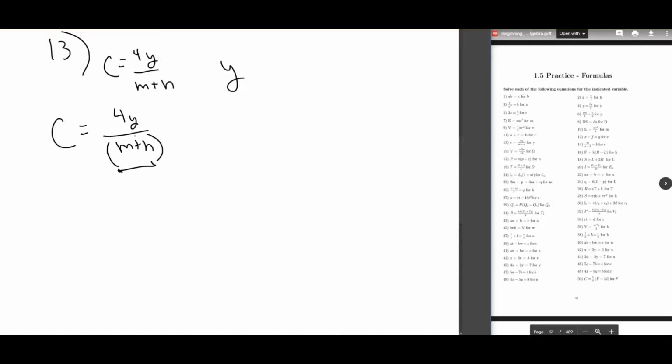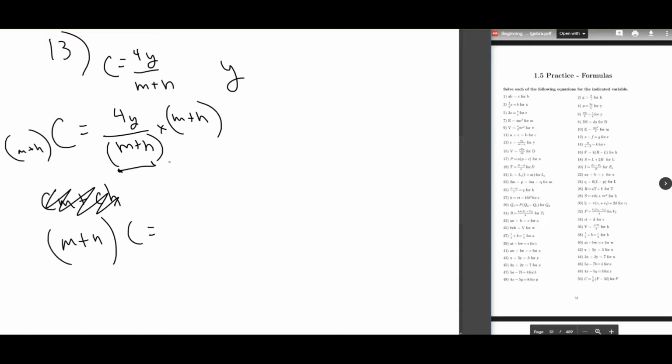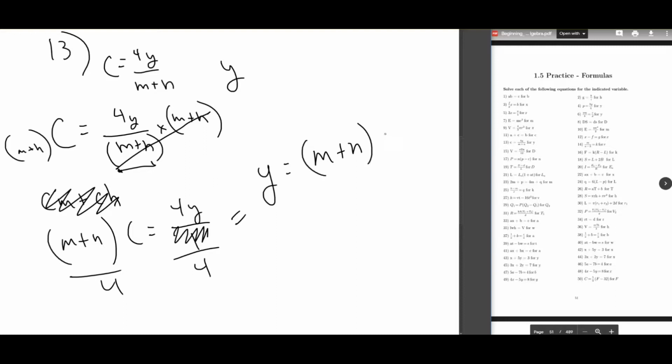And therefore, I can multiply m plus n here, and then I can multiply m plus n here. So what do I got? I got Cm plus Cn. Actually, I don't even need to do that. Just leave it like that. M plus n times C equals, and this cancels out, 4y over 1. Now we're solving for y, so we have to divide both sides by 4. So I should get y equals m plus n, close brackets, times C, all that over 4. That should be the answer.